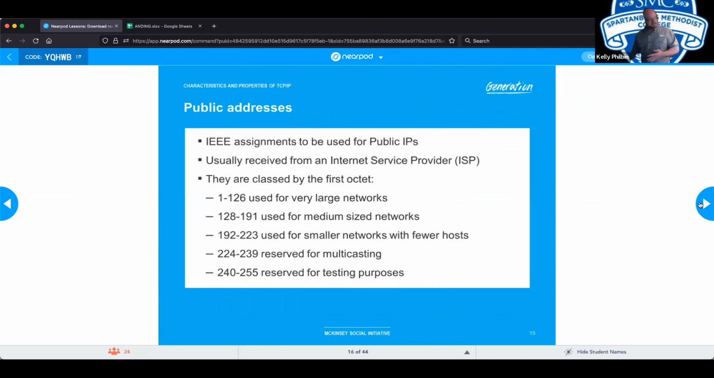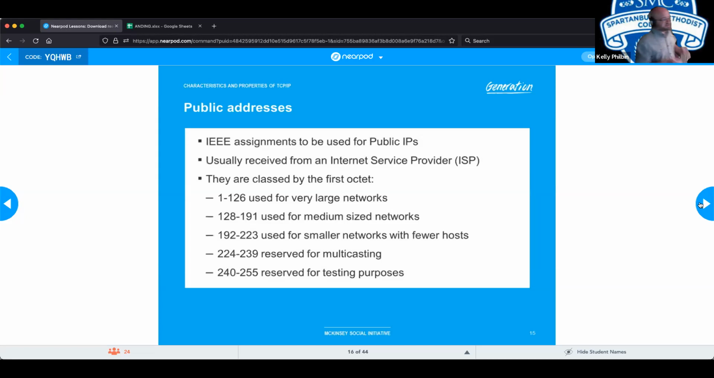Public addresses versus private addresses. So the IEEE basically lets us know what is to be used for public, what is to be used for private. This is information you typically receive from your ISP. You don't necessarily have to do this, but this is the main way that the vast majority of us get their information.